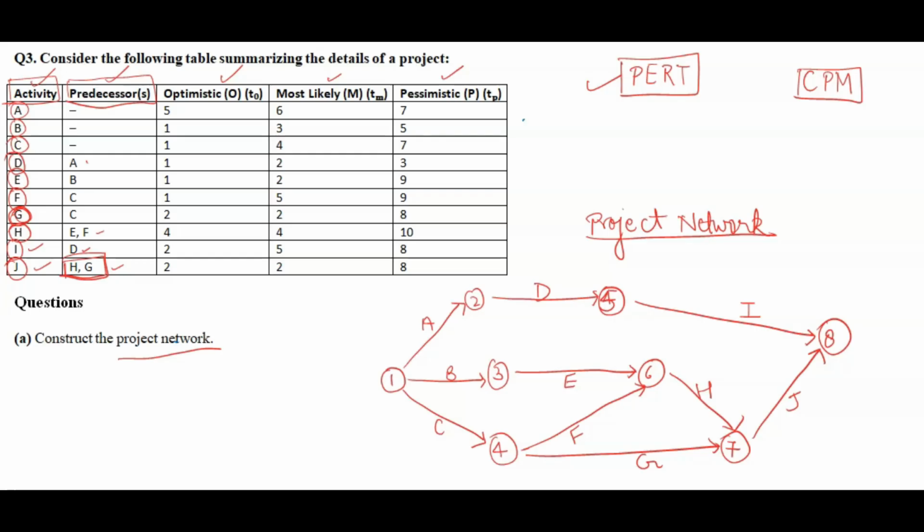So like this we have to create this project network, that is the same as CPM only. As we create the CPM network, that will remain the same. Only in the project network here we cannot write the duration directly, because three types of duration are given here: optimistic, most likely, and pessimistic time. These three types of times are given, so we cannot write them here directly. For that we'll see in the next video.